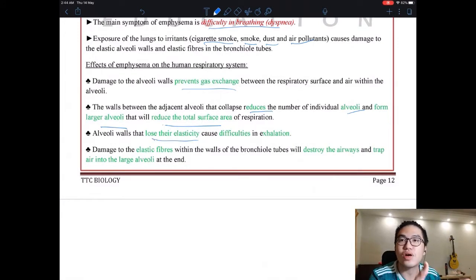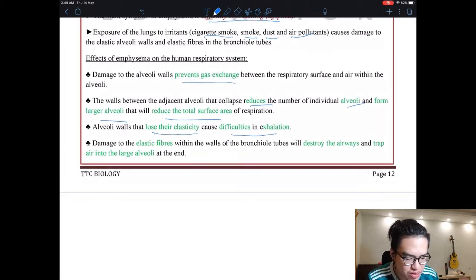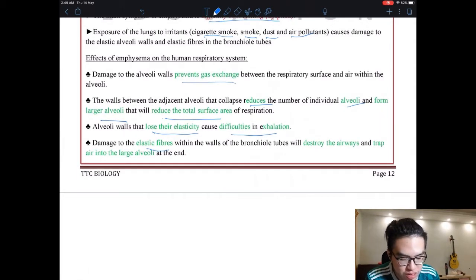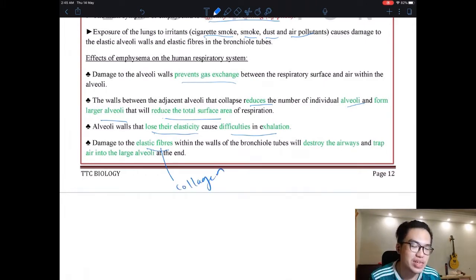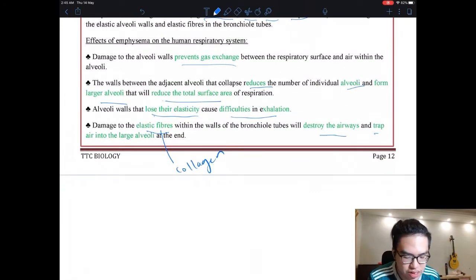Alveoli will lose their elasticity. That's why smokers' lungs are black. There is difficulty in exhalation, because of damage to the elastic fiber. What's the elastic fiber called? It's actually called collagen, a girl's best friend to make your skin young. This destroys the airway and traps air in larger alveoli at the end. I can never understand smokers, especially those who go to the gym. After finishing gym, then they smoke. Why? To each their own, I guess.